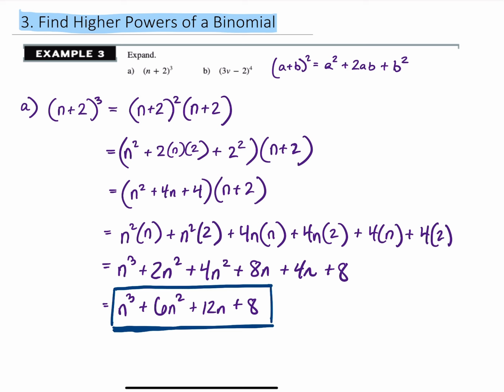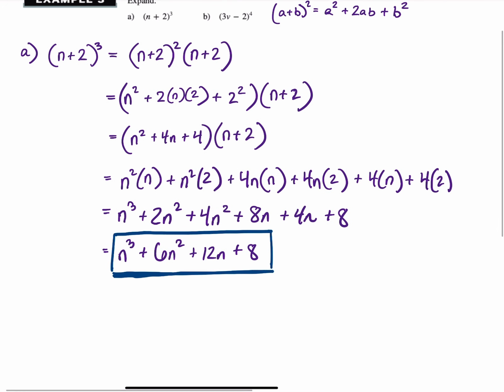So if we have some higher power than 2, we can try to just break it up into smaller pieces where we can apply some rules and then multiply our results together. So let's try that again with part B. Let me write it out and then I'll scroll down. So part B gives us 3v minus 2 to the fourth power.